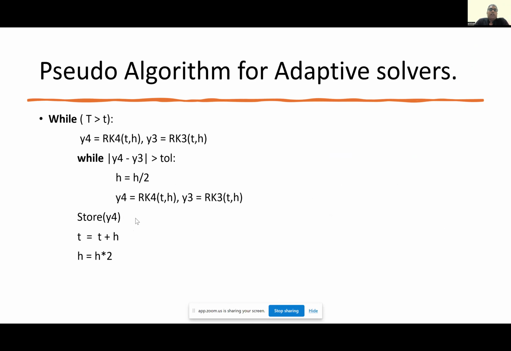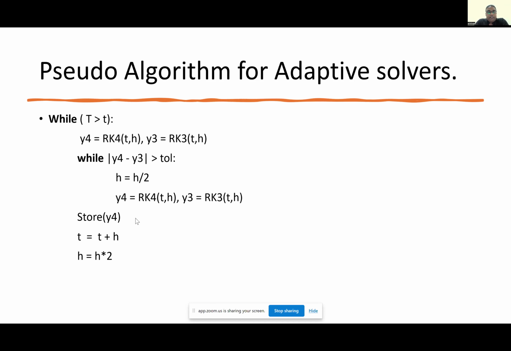So this is a pseudo algorithm for adaptive solvers. Let's say T, the capital T, is where we want to find the exact state of our differential equation, and H is the current step size. For this moment, let's say we computed the current state, which we designate as y4 and y3, and there is another hyperparameter called tolerance, which looks at the absolute difference between these two states.